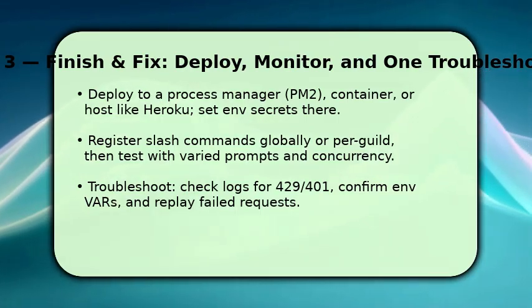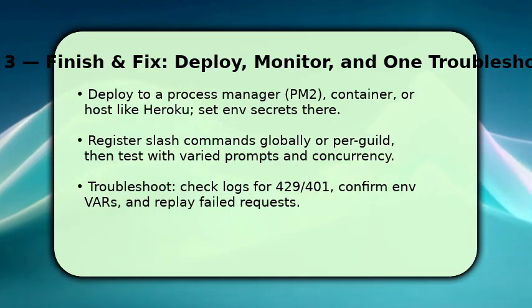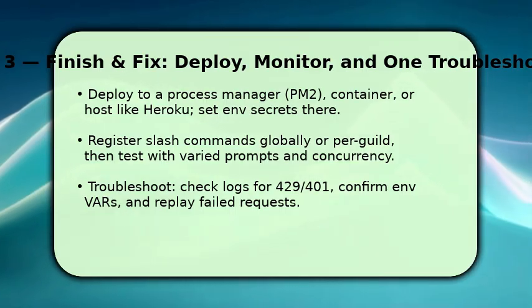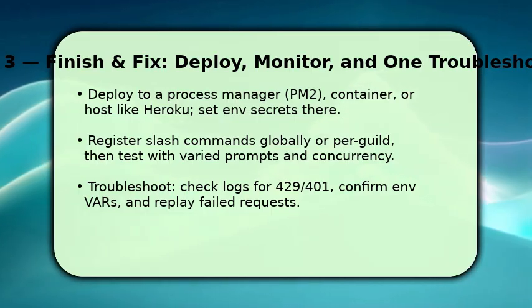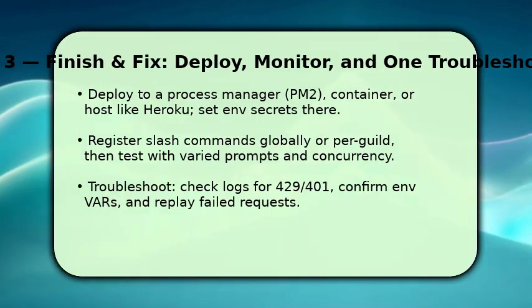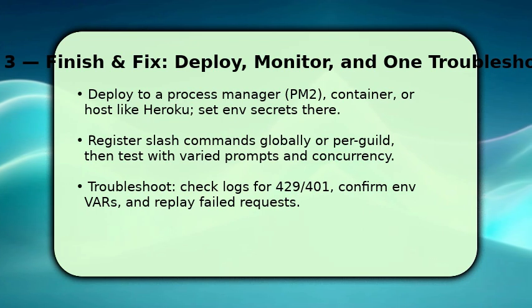If something goes wrong, check for 401 or 429 responses first. Confirm your environment variables, API quotas, and that intents are enabled. Finally, iterate on prompt handling, backoff, and caching to make the bot robust.